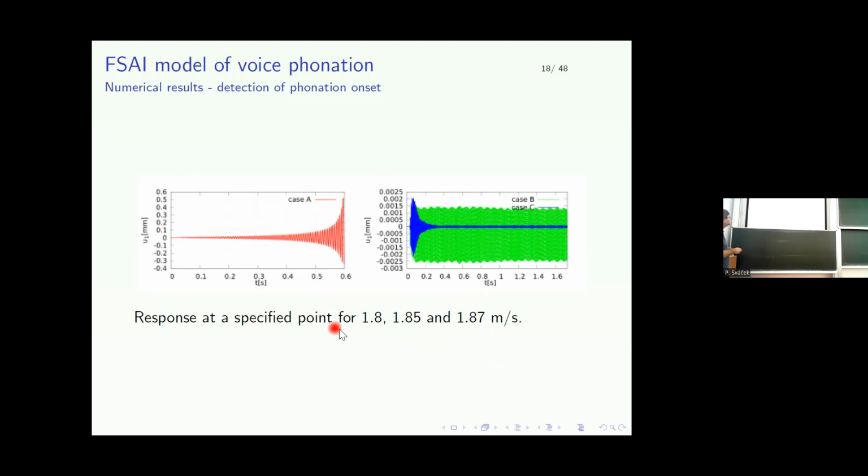So he tested and documented the test case for different velocities. For 1.8, if you decrease your flow velocity, you can see that you will obtain a stable position and no phonation occurs, because the amplitude doesn't increase anymore. But for a flow velocity of 1.85 meters per second, you will obtain vibrations with no damping, but also no increase of the amplitudes.